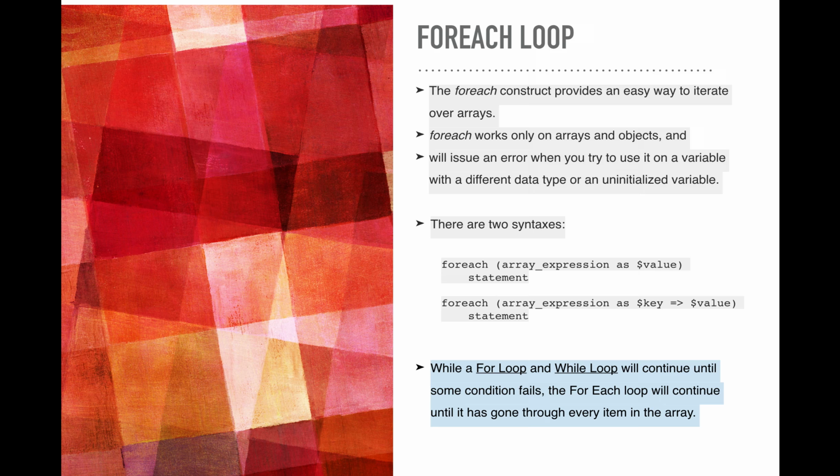Foreach works only on arrays and objects and will issue an error when you try to use it on a variable with a different data type or an uninitialized variable. And there are two ways to write the syntax for a foreach loop. I am going to show you an example for each syntax variation.